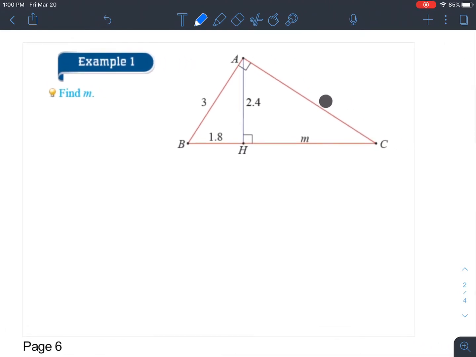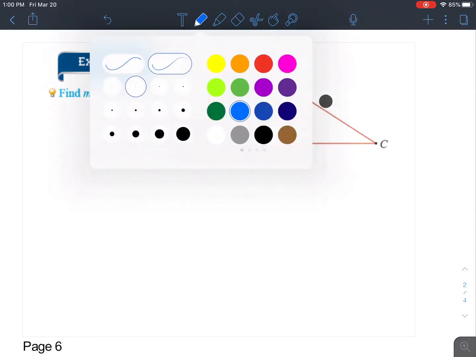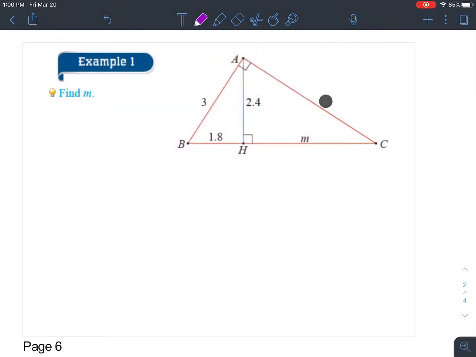In this first example, I covered up that side right there because that was already given in the notes, and I don't want you to just jump to the Pythagorean theorem. I understand that you know how to do it, especially since we just covered that in our last video, but I really want to demonstrate how this would look with the geometric mean. So according to our formula, here is M, which is already labeled. 1.8 is going to be the N, and then 2.4 is the H.